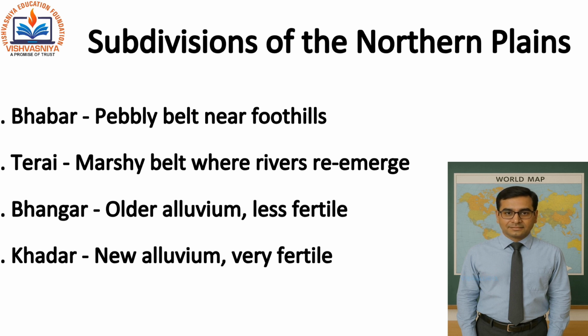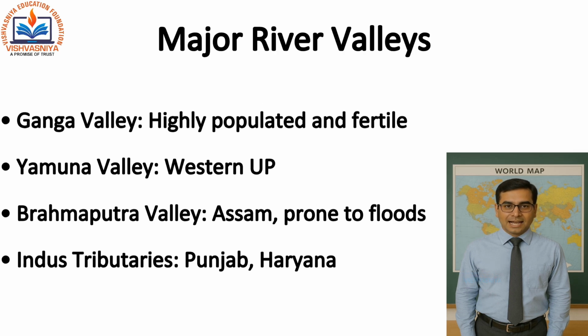flooded every year. Important river valleys: Ganga Valley, most populated and fertile; Yamuna Valley, western UP and Delhi; Brahmaputra Valley, Assam, prone to floods; Indus tributary valleys, Punjab, Haryana.